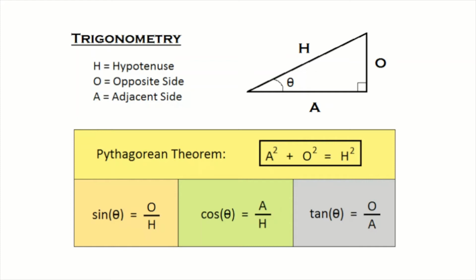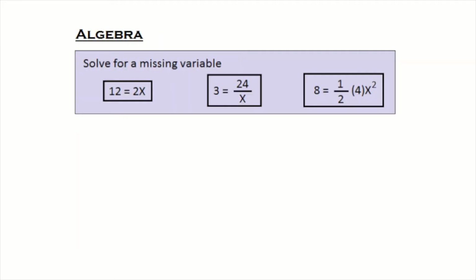So if you're given a problem where you're given the adjacent side and the hypotenuse, and you're solving for the angle, we'd want to pick the cosine function because that's the one that connects those 3.